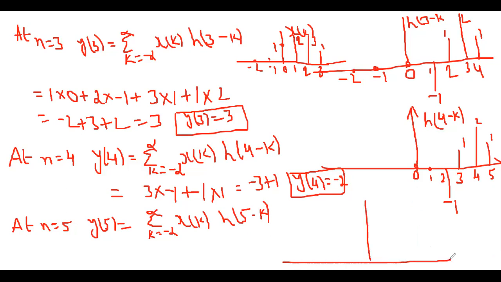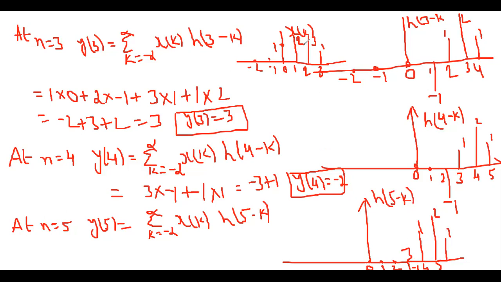Again, I will shift one sample to the right side. 0 is a 0, 1 is a 0. Now here the 2 is also 0, my dear students. What is at 3? 3 is minus 1. 4 is 1. 5 is 2. And 6 is 1. The value is h of 5 minus k.